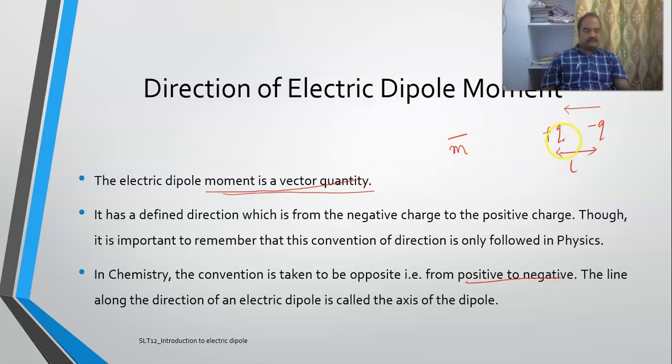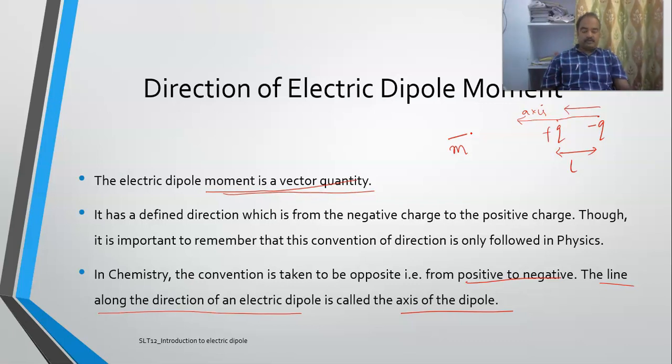And the line along the direction of an electric dipole is called the axis of the dipole. Okay, so this is the line. Let us suppose this is plus q and minus q. This is the line joining them. So this is the direction, let us suppose. So this is called the axis of the dipole. Okay, so this is regarding a dipole.